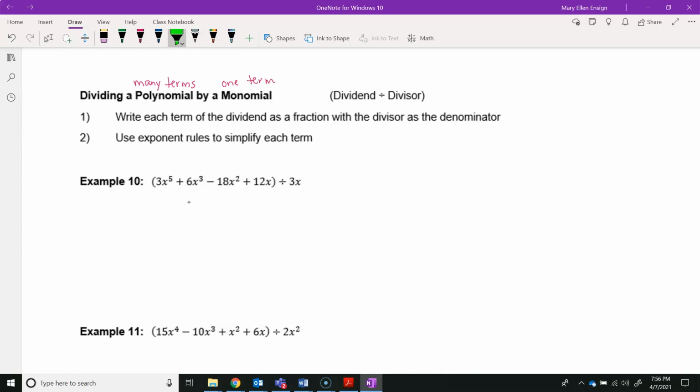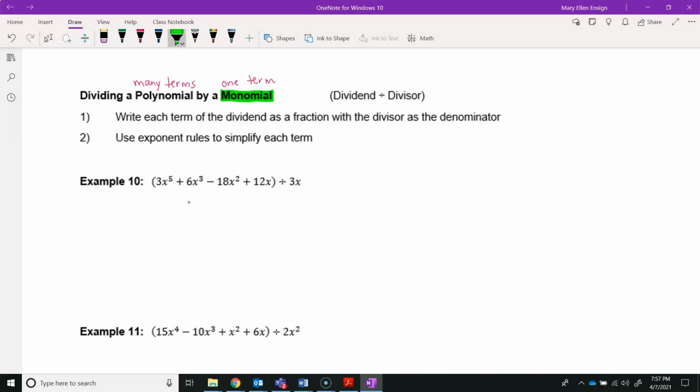This is what we're going to talk about here, which is the simplest type of division that we have to set up. It only happens when we have just one term that we're dividing by. Let me just show you what it is first, and then we'll go back and look at the steps I have written here, which are a little bit wordier. If I look at example 10, here's my polynomial in the parentheses: 3x to the 5th plus 6x to the 3rd minus 18x squared plus 12x. That polynomial is going to be divided by 3x.